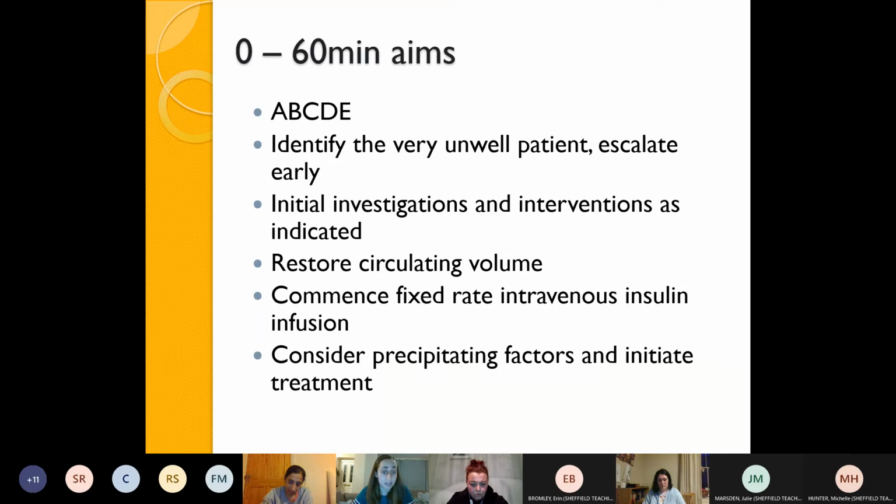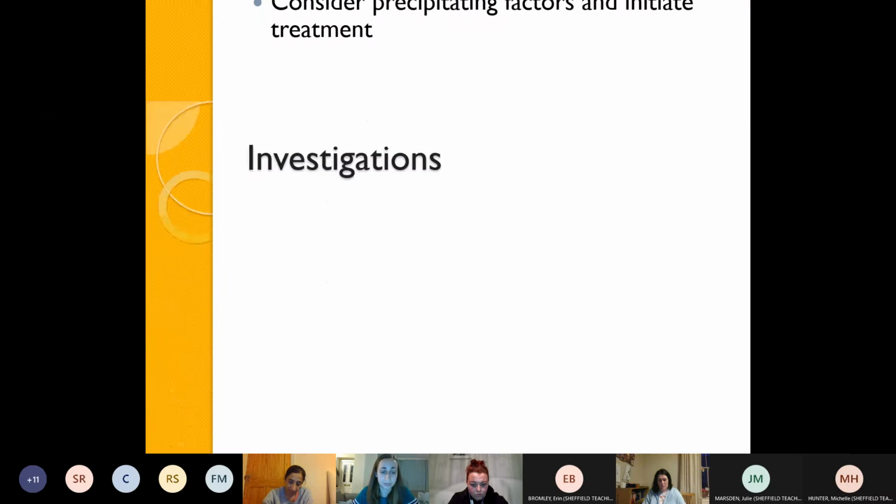Are they having an MI? Especially people with diabetes may have silent MI, so it may not be obvious. So we need to just consider all these things and initiate investigation and treatment as appropriate.